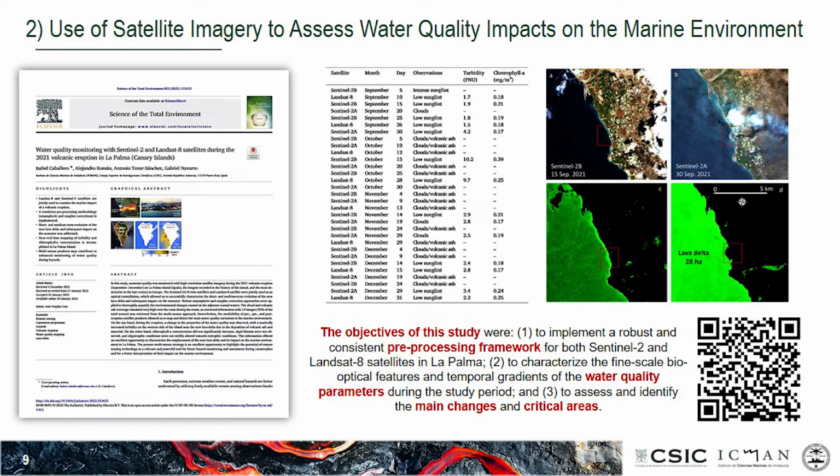And now I want to present this second study, in which we try to test a new framework, including atmospheric and also glint corrections for satellite imagery involving Sentinel-2 and Landsat-8 multispectral devices. And we also try to monitor the temporal gradient and evolution of some water quality parameters of relevance, such as turbidity and chlorophyll A.